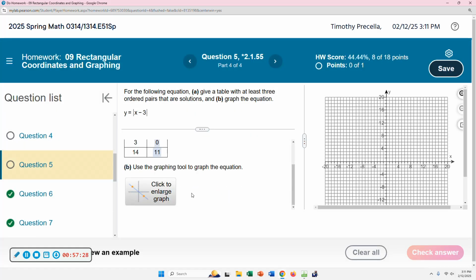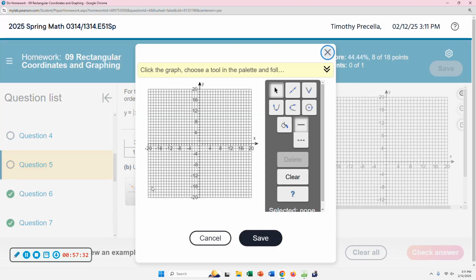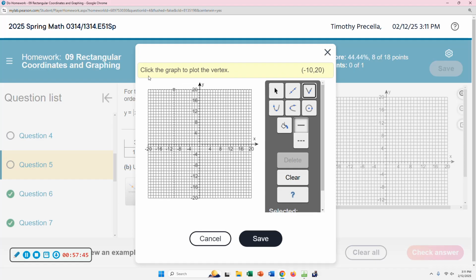These V shapes are symmetric. So we click the graph and we click the absolute value tool. There it is. I wanted to expand the yellow part so they can see what the instructions say. They say click the graph to plot the vertex.